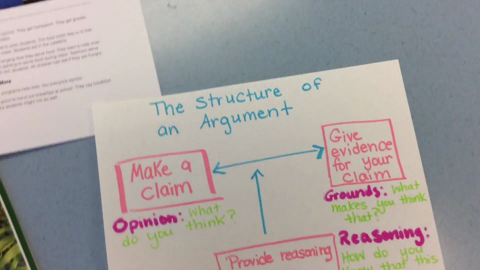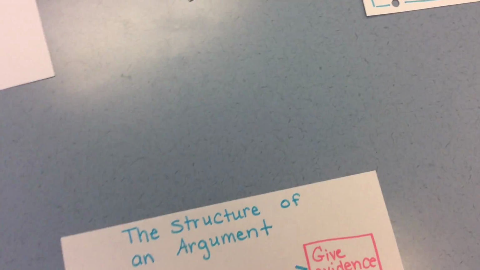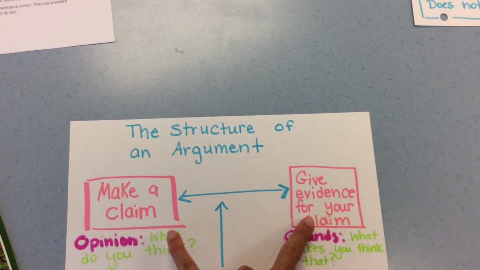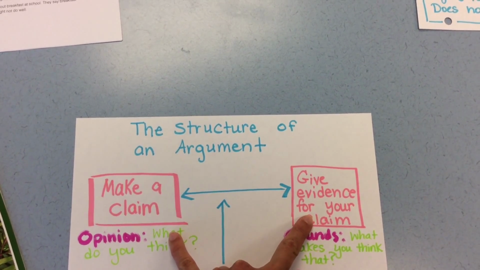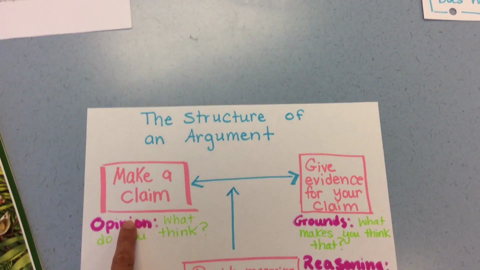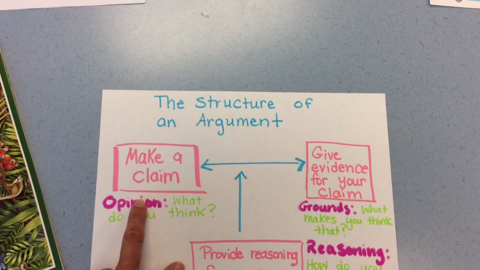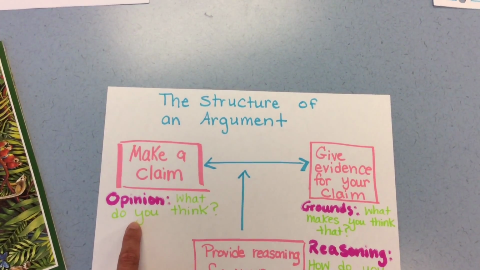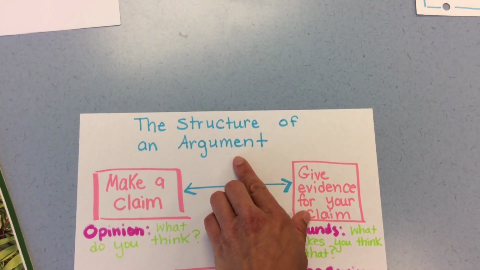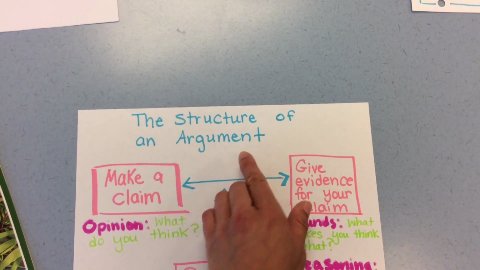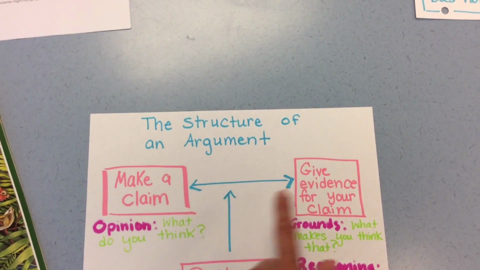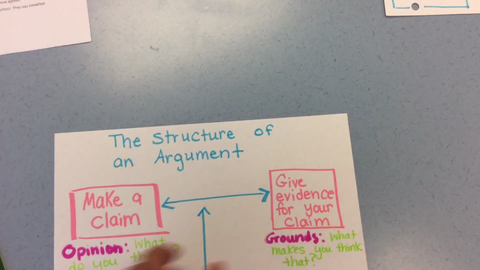We started out by introducing these two parts of the structure of an argument. First, we talked about making a claim. What does it mean to make a claim and to state your opinion? What does it mean to have an argument? Does it mean to have an argument with someone who disagrees with your claim or your opinion? And then how do you find evidence for your opinion?